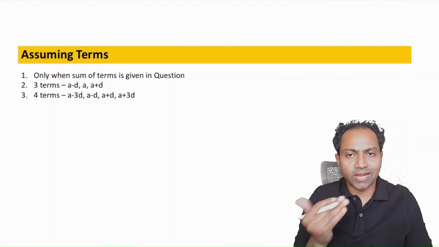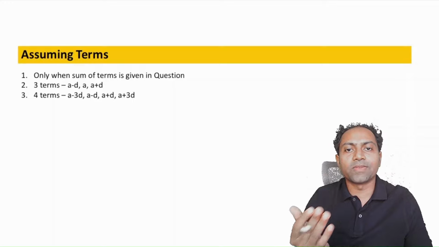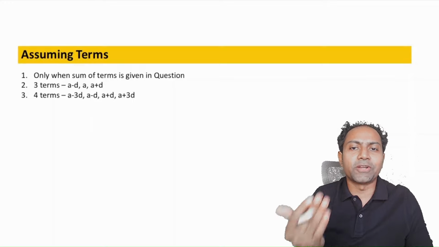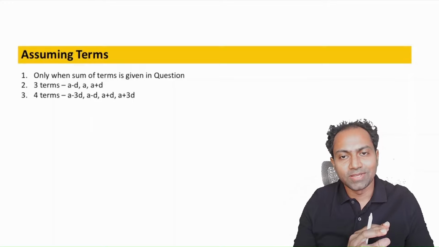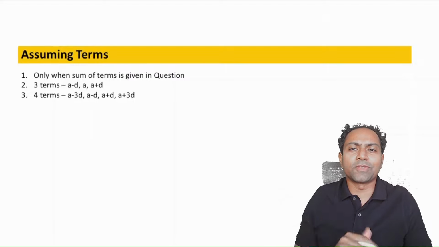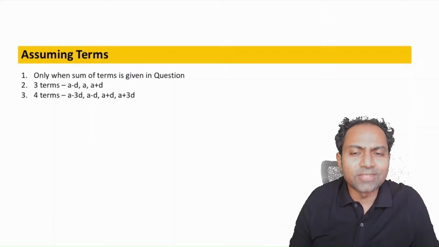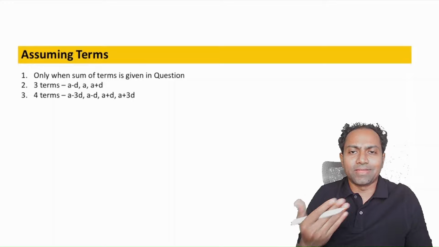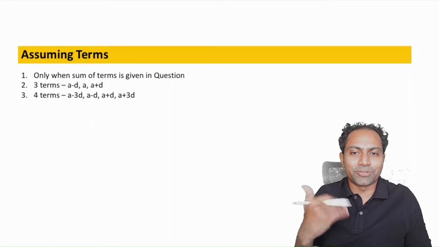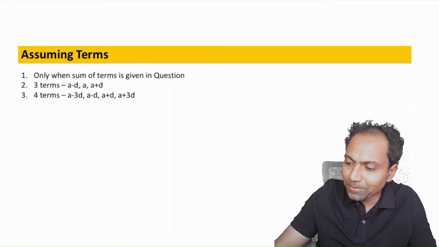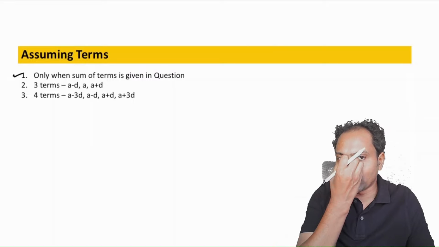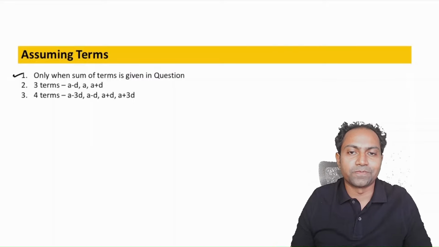So if I go back to the properties, the first is basically use these properties of assuming terms. This is the first category of properties. Use only them when the question gives some condition in terms of sum of the terms. Otherwise, this kind of properties will not help you much. And it is not just that it will not help, it will make it more complicated than it should be. So it is very important you keep in mind that only use these conditions when sum of the terms is given in the question.